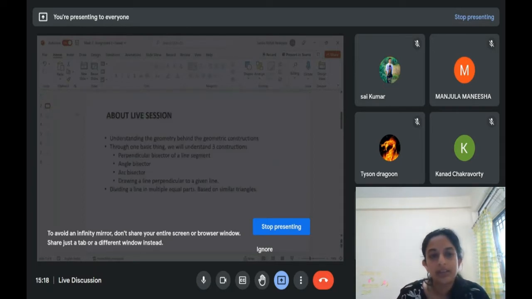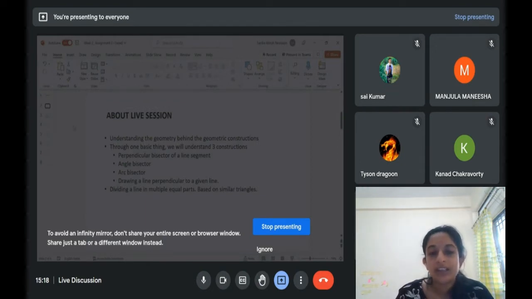So, in the last week, you have seen the geometric constructions. In this session, we will try to understand the geometry behind the geometric constructions. You now know the procedure, but let us discuss why those procedures are correct and how they were developed.